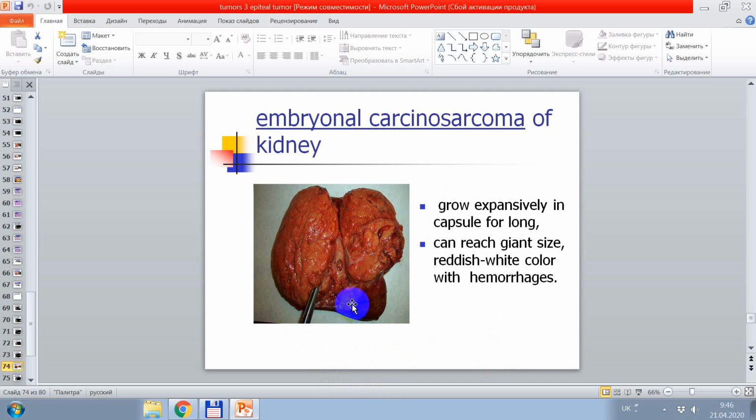This is the macroscopic picture of embryonal carcinosarcoma of the kidney. It grows expansively in a capsule for long, can reach giant size, reddish white color with hemorrhage. In the lower part is present normal structure of kidney.